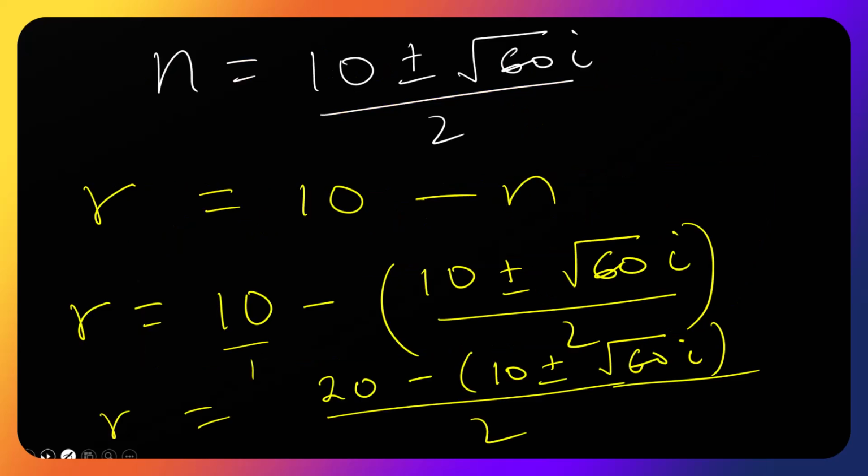Meanwhile, N is 10 plus or minus the square root of 60 i on 2. So the answers are symmetrical. Alright, so that's that.